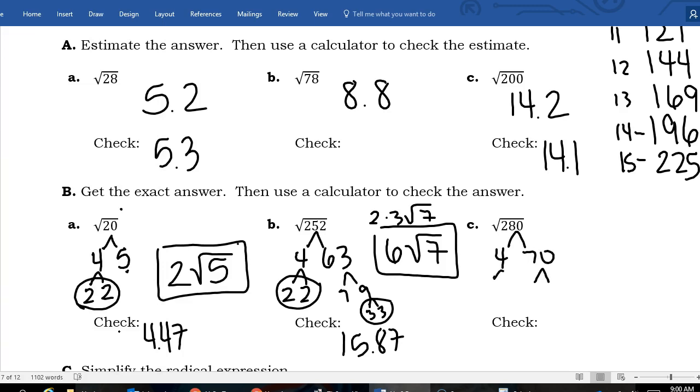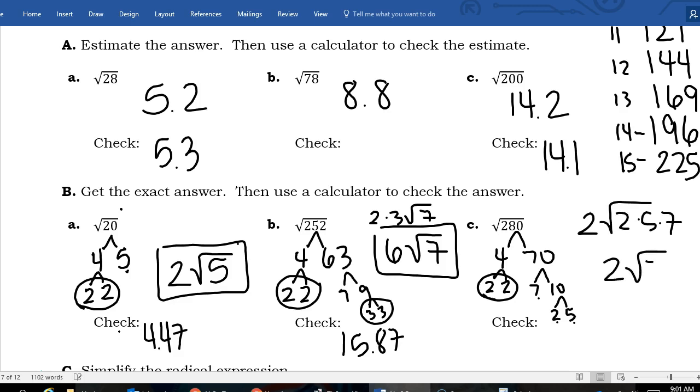I'm going to keep going. 70 I know is 7 and 10. And 10 I know is 2 and 5. So I just kept breaking it up, and now I'm going to look for my pairs. I can pull out a 2, but it doesn't look like I can pull out anything else. 2 is prime, 5 is prime, 7 is prime. So I'm going to pull the 2 out, and the 2 and the 5 and the 7 remain. So 2 root 70 is as reduced as this one is going to get. I just did 2 times 5 times 7. Brought that right back to the 70.